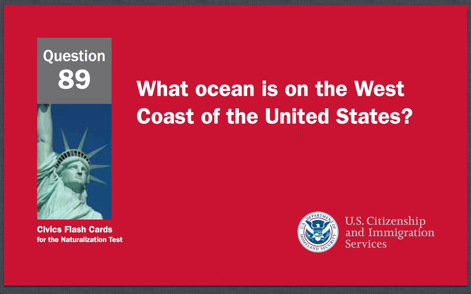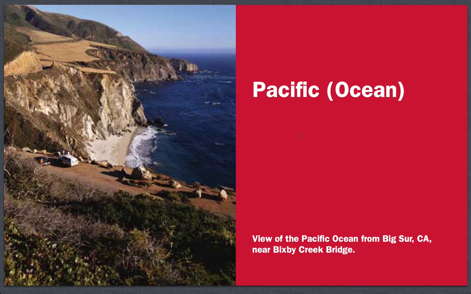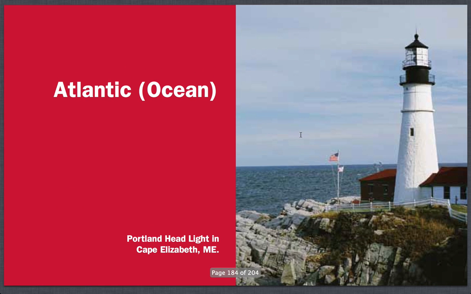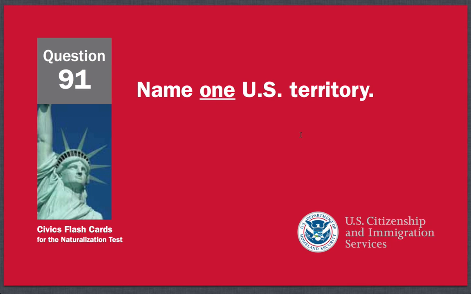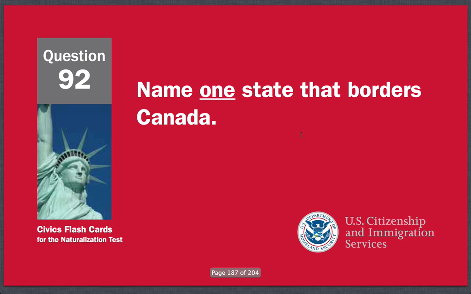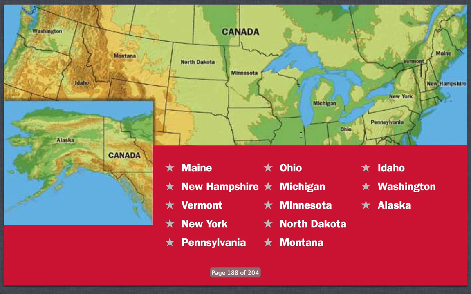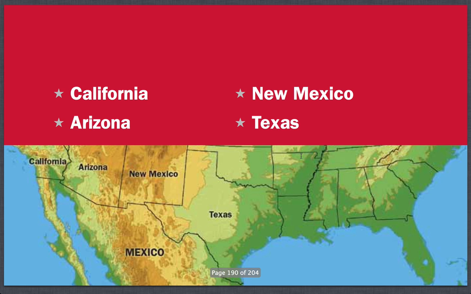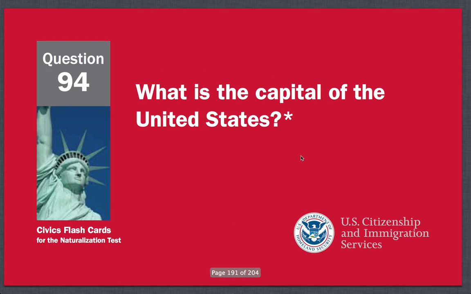What ocean is on the west coast of the United States? Pacific Ocean. And what ocean is in the east? The Atlantic Ocean. Name one U.S. territory: Puerto Rico, U.S. Virgin Islands, American Samoa, and Guam. Those are famous ones, so pick one. Name one state that borders Canada: Maine, Ohio, Idaho, Vermont, and you get a bunch of them, so pick one. And name one state that borders Mexico: of course, California, Arizona, New Mexico, and Texas.